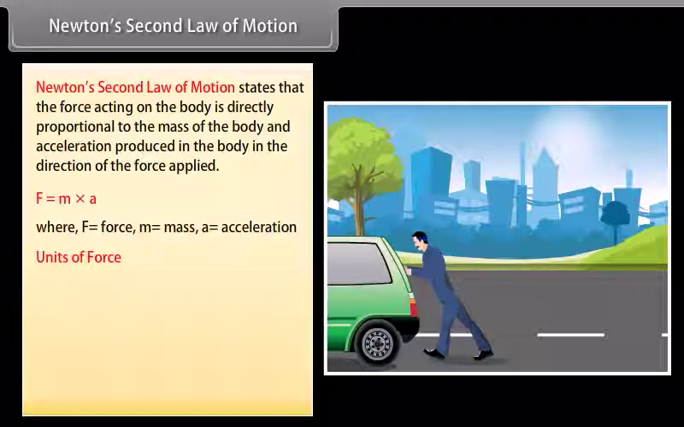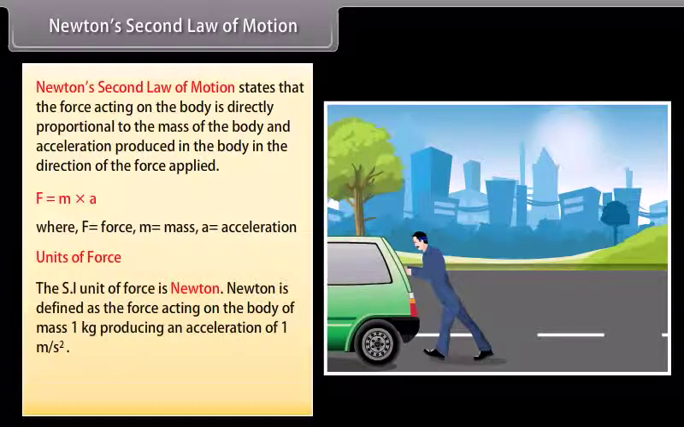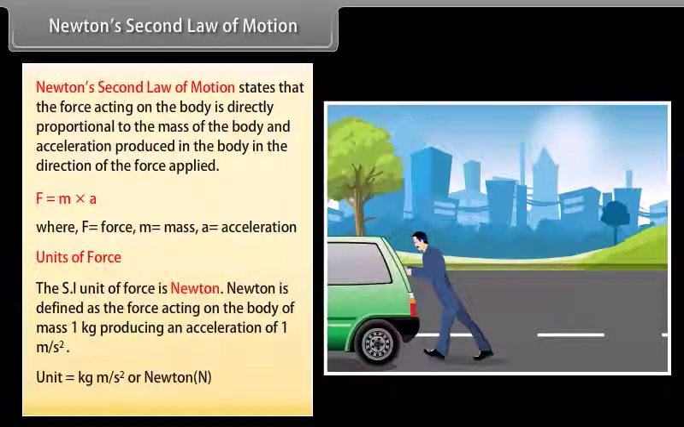Units of force. The SI unit of force is Newton. Newton is defined as the force acting on the body of mass 1 kg, producing an acceleration of 1 meter per second square. Unit is equal to kilogram meter per second square, or Newton.